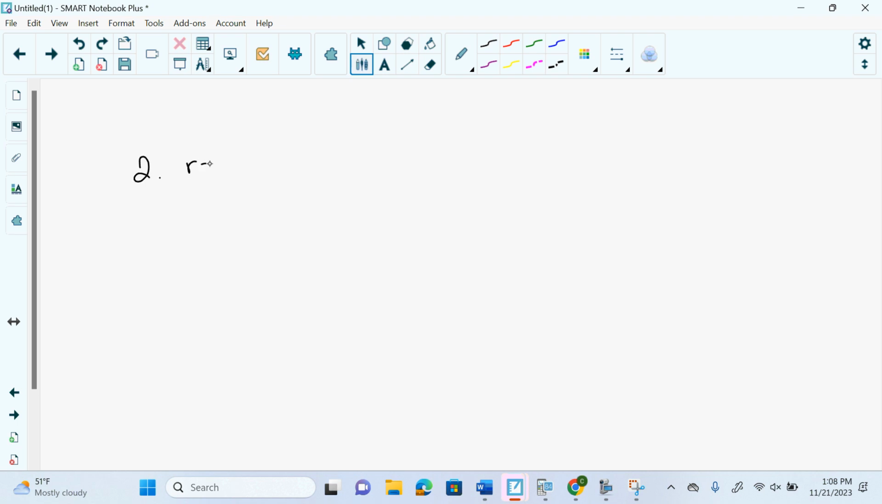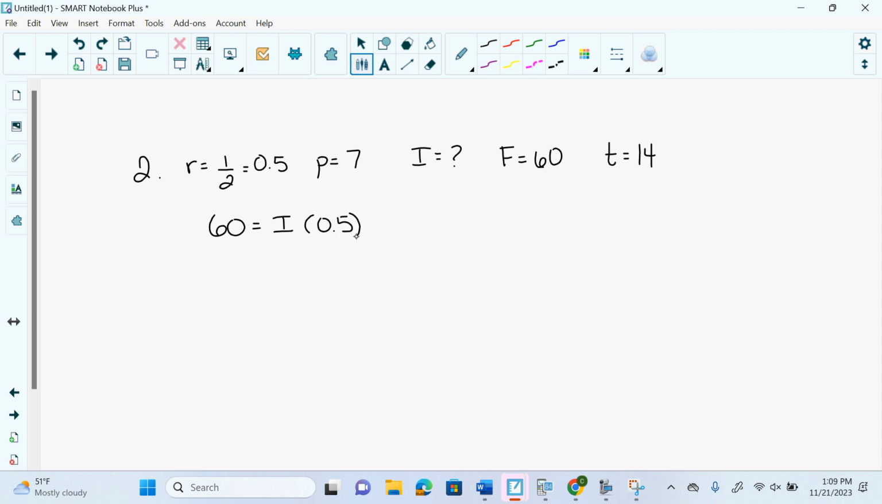So I have R equals a half, or 0.5. P equals 7. I equals question mark. F equals 60. And T equals 14. So let's fill in our formula. Final equals initial times 0.5 to the T over P, 14 over 7. Is my variable in the exponent? If we look in the exponent, is there a letter? No, there is not.